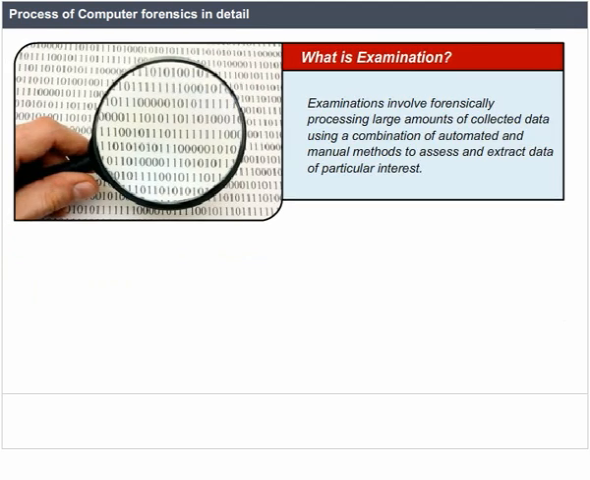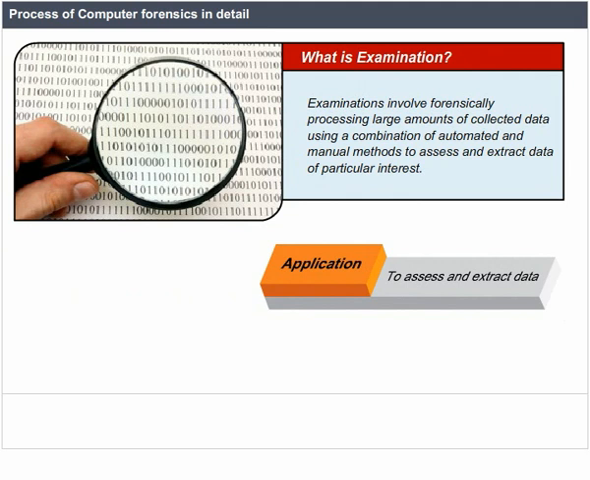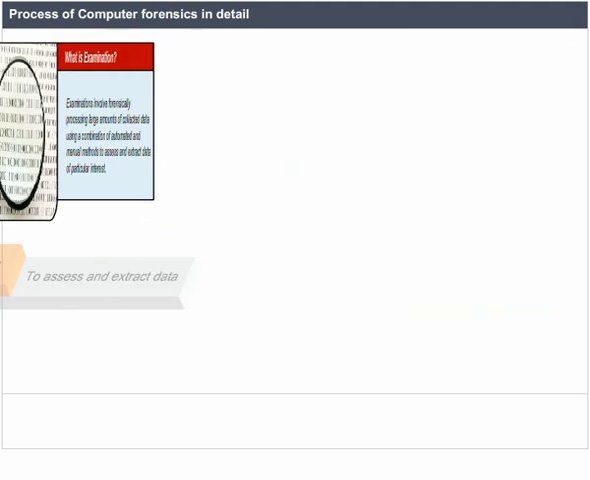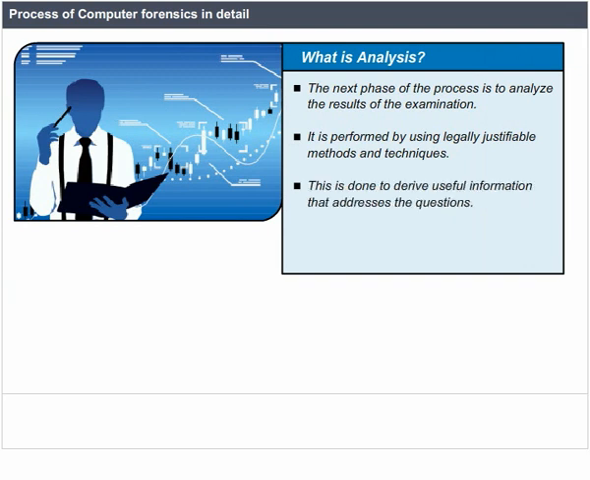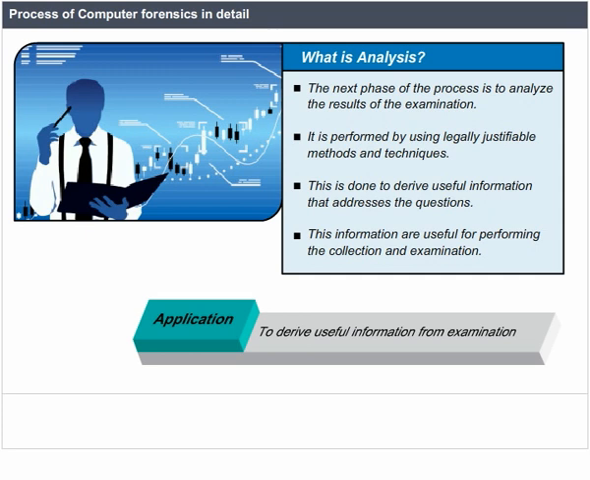What is examination? Examination involves forensically processing large amounts of collected data using a combination of automated and manual methods to assess and extract data of particular interest. Application: to assess and extract data. What is analysis? The next phase of the process is to analyze the results of the examination. It is performed using legally justifiable methods and techniques. This is done to derive useful information that addresses the questions. This information is useful for performing the collection and examination. Application: to derive useful information from examination.